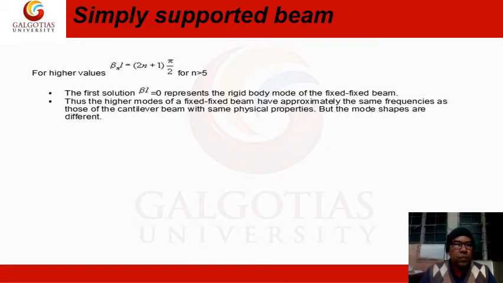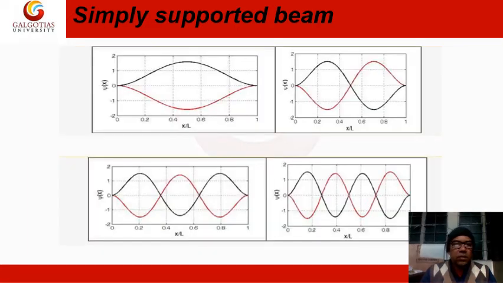So for the higher values, for any mode n greater than 5, the first beta L will represent the rigid body mode of the fixed beam, and thus the higher modes of the fixed beam have approximately the same frequencies as those of the cantilever beam with the same physical properties, but the mode shapes are different. These are the mode shapes. You can find how the mode shapes are behaving.